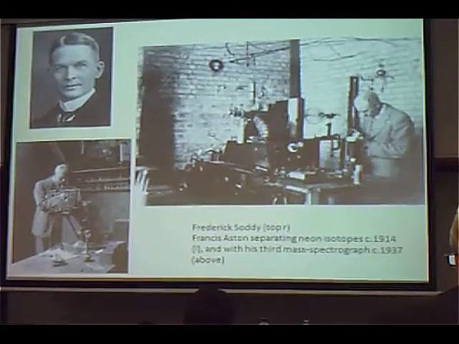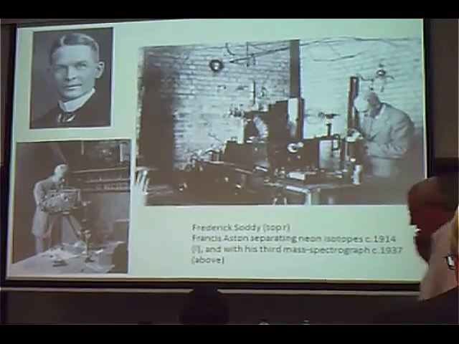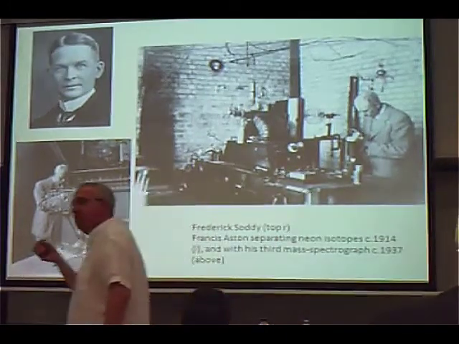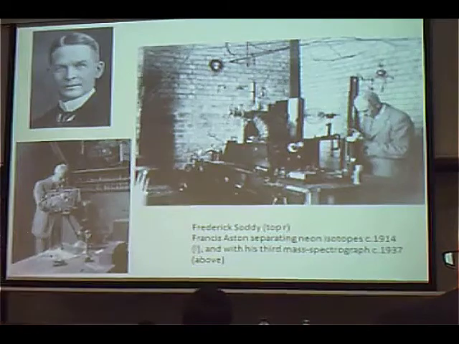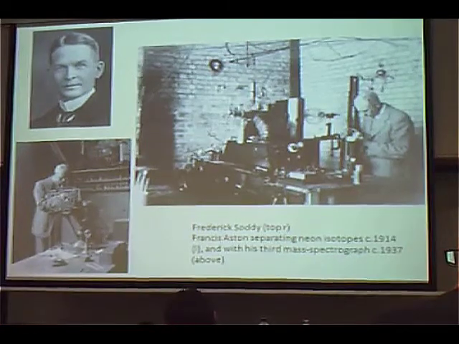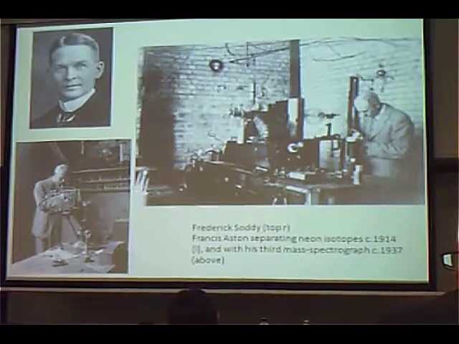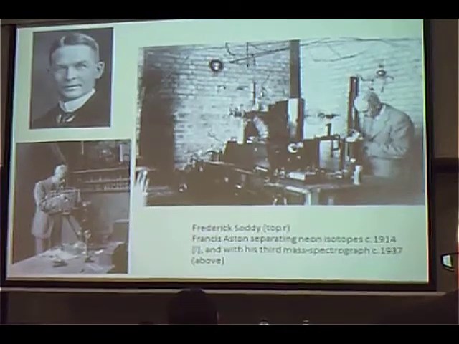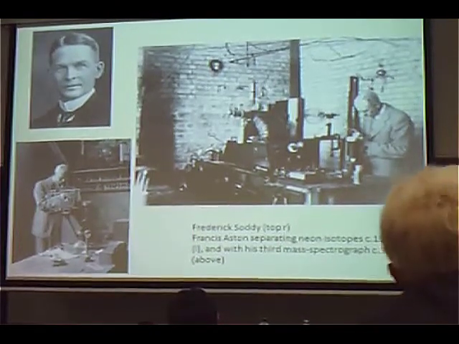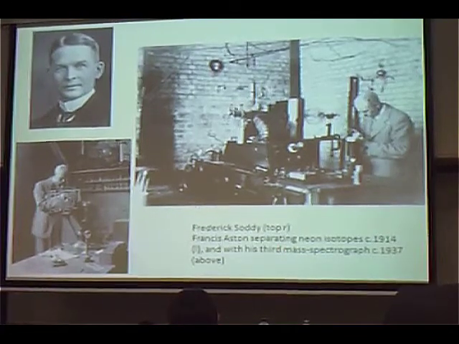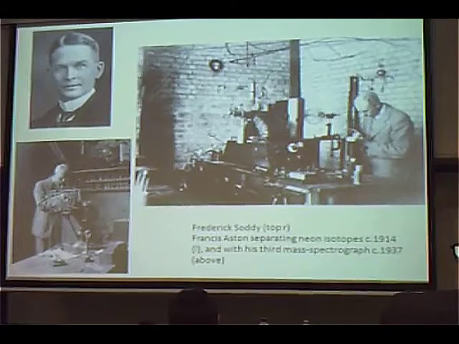Isotopes, the idea that you could have elements apparently with slightly different masses, lent credence to the idea that nuclei might have structure which could explain the notion of isotopy. And Aston spent the next 25-30 years working out in detail, through his mass spectrograph and mass spectrometers, all the detailed isotopes of the elements.